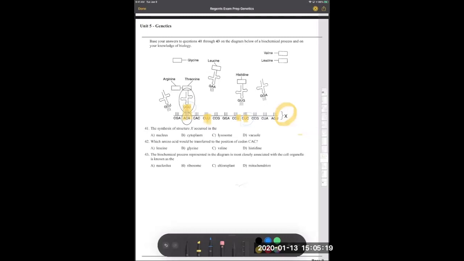That strand could be floating inside the cytoplasm. We know that. But that's where it ends up. But where does it occur? Where does it start? The synthesis of it. That answer is nucleus. Okay, moving on.